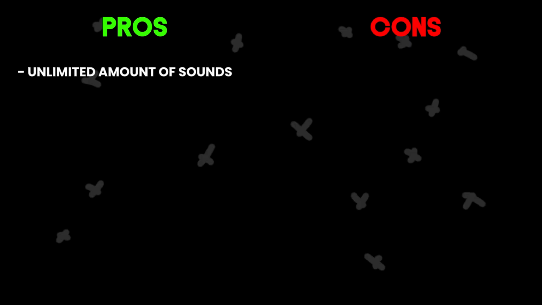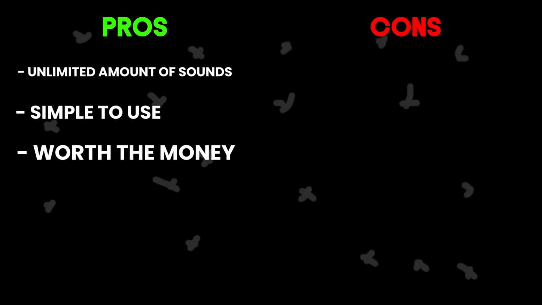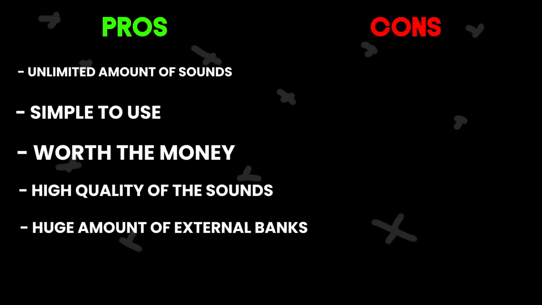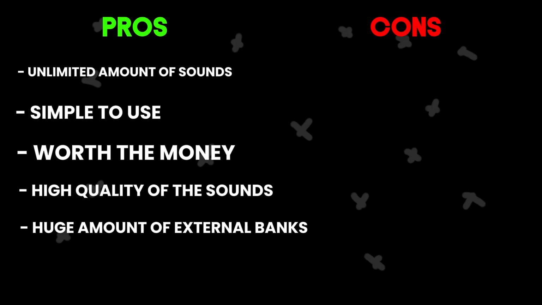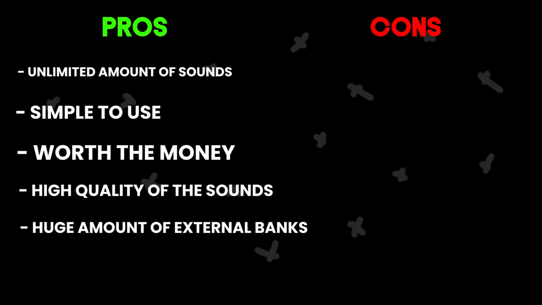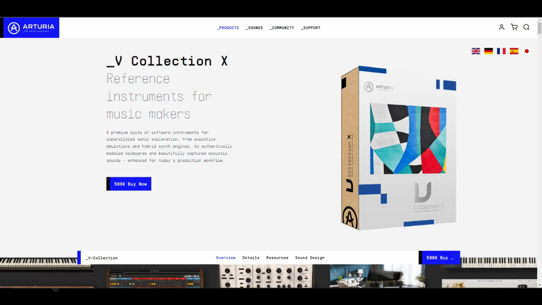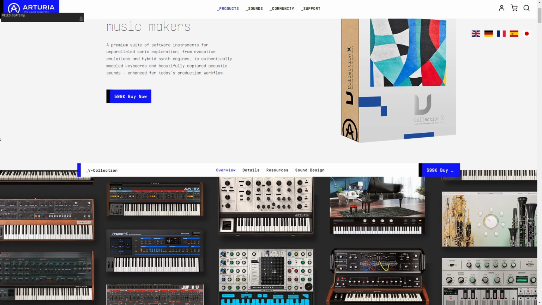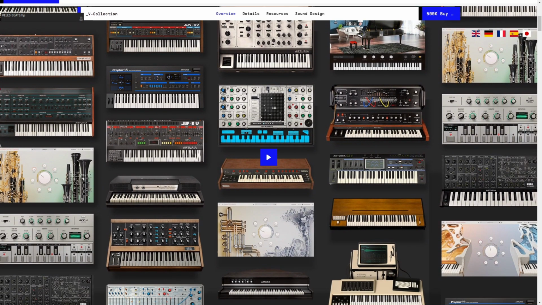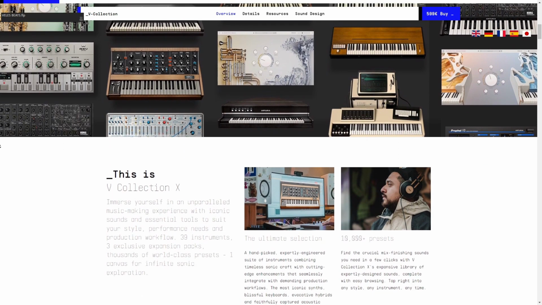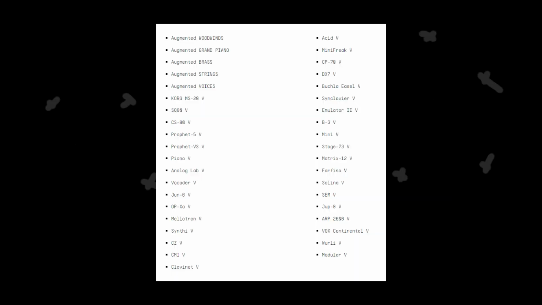Pros: unlimited amount of sounds, simple to use, worth the money, high quality sounds, a huge amount of external banks. Cons: I'm honest with you, it's really hard to find a disadvantage of this plugin, but I found a big one. You can't make your own presets. To make presets for Analog Lab, you need V Collection and it costs a lot of money. V Collection is a suite of a lot of synths, and using only these synths, you will be able to make Analog Lab presets. But don't worry, you can still buy one or two synths from V Collection and make presets using them. You don't need to buy all of them.